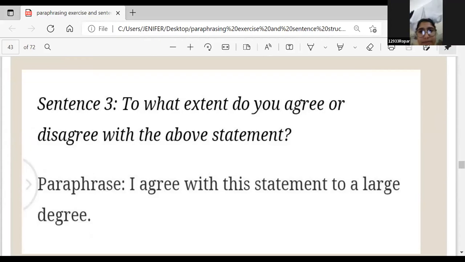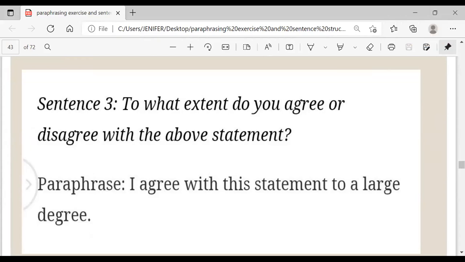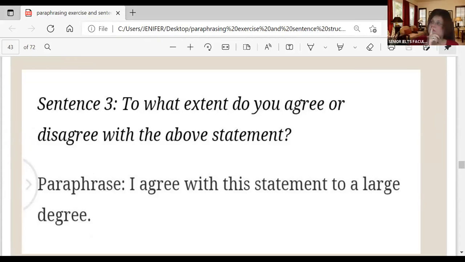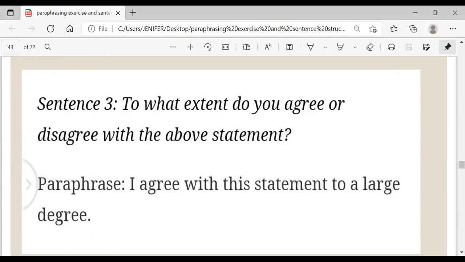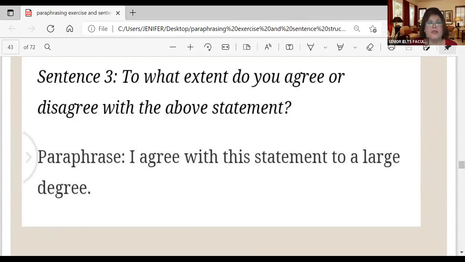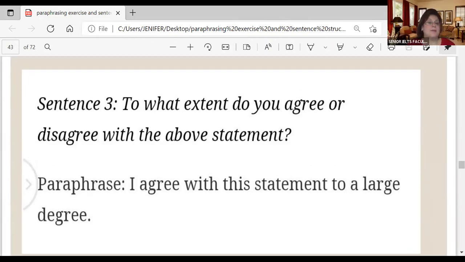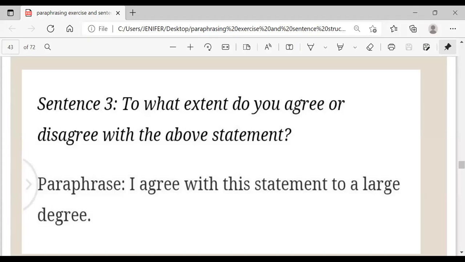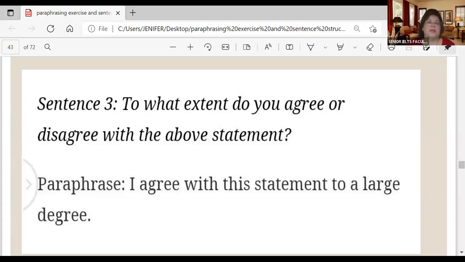Who is going to read the third one? To what extent do you agree or disagree with the above statement? Paraphrase. I agree with this statement to a large degree. Lovely. Very good. See, I agree. I am agreeing. I am disagreeing.